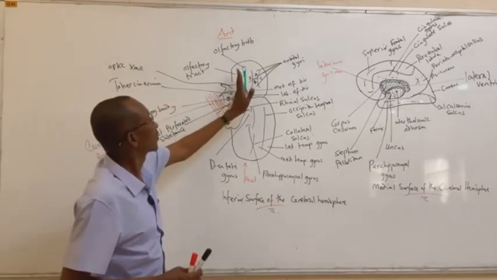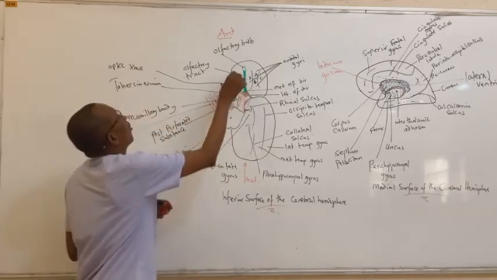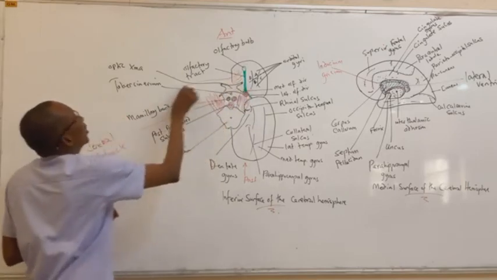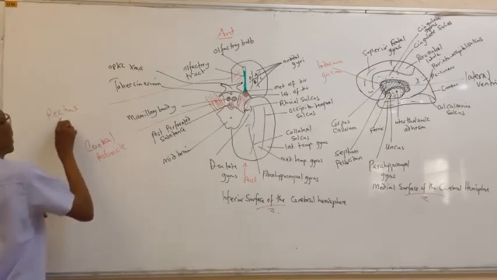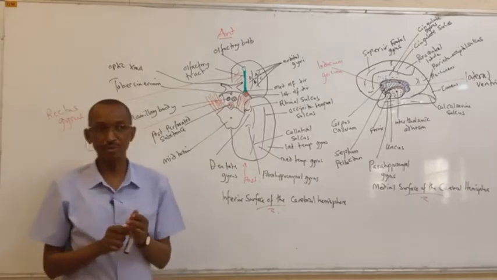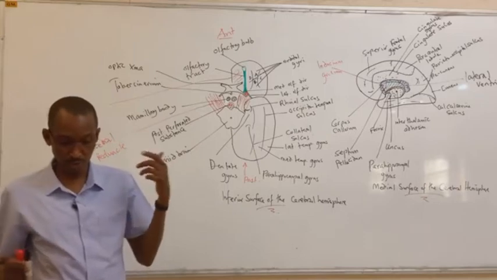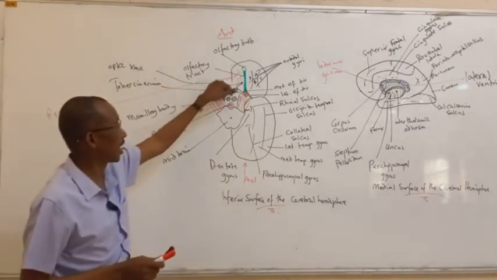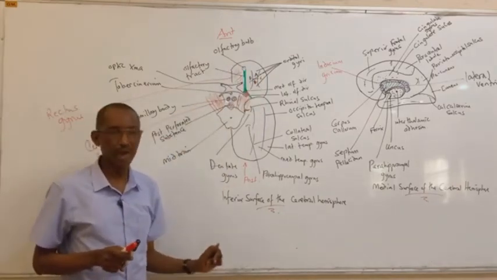On the medial side of this olfactory tract, there is one large gyrus here. This large gyrus is what we call the rectus gyrus, or straight gyrus. Because it is straight, that is why it is called rectus gyrus. Anything from the word rectus, in Latin, means straight. So you have a straight gyrus here that is lying medial to the olfactory tract.